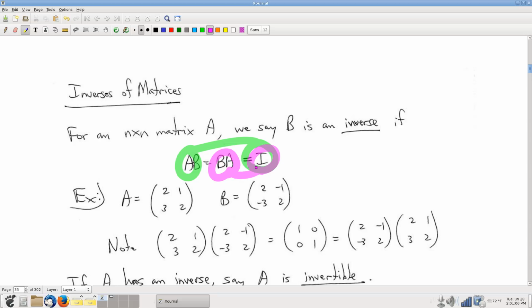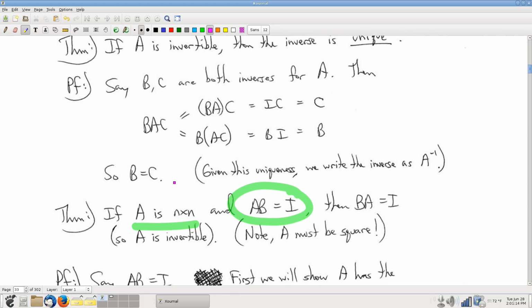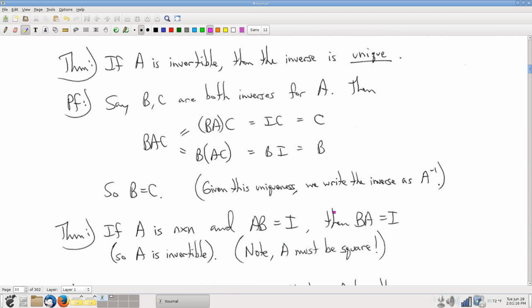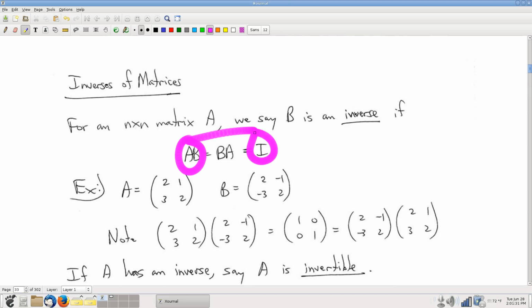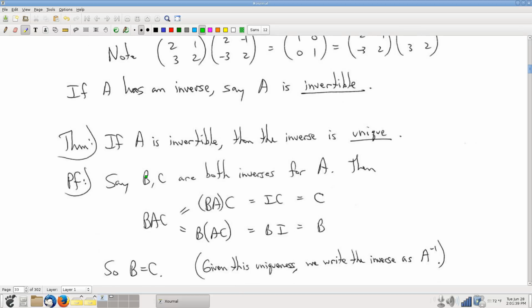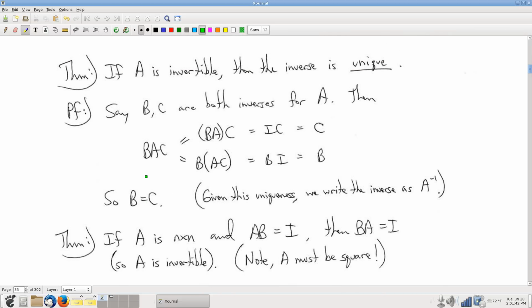As it stands, we have to check both of these are equal to the identity in order to truly conclude that B is an inverse. What this theorem does for us is it says that if AB is the identity, then it must also be that BA is the identity. In other words, we don't really need to require both of these separately to be true. If either one is true, the other must be true. So this is a nice theorem to have.